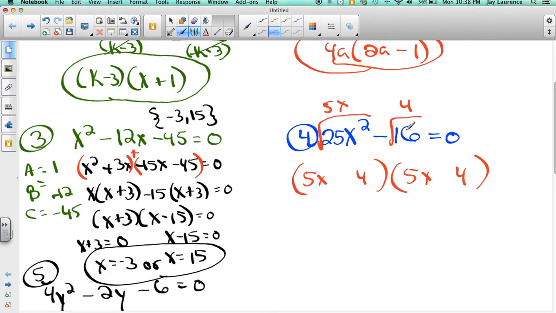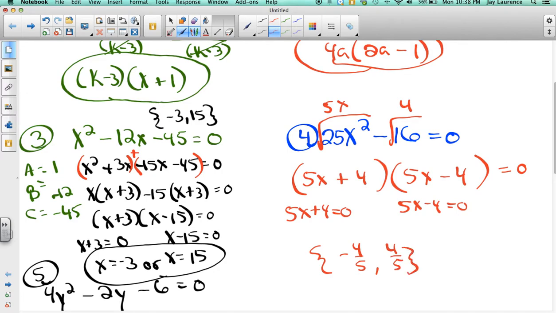Because C is negative, you're going to get one of each sign. If C is positive, you have to have two of the same sign. How do you know what sign to use? Use B's sign. But if C is negative, you get one of each. Now it equals 0, so you have to solve 5x plus 4 equals 0 and 5x minus 4 equals 0. I'm going to solve these really quick, and I'm just actually going to go to a negative 4/5 and a positive 4/5. I expect that you should be able to solve these two-step equations without me showing every gory detail at this point.